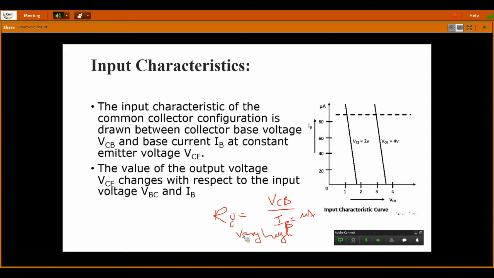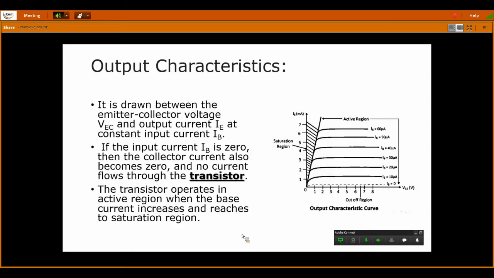So the common collector configuration can be used where high input impedance is needed, in order to avoid loading effects. Next, the output characteristics of the common collector configuration. The output voltage is VCE and the output current is the emitter current, keeping the input current constant, with IB values of 0, 10, 20 to 60, till 100 microamps. You could increase your base current by varying your input voltages.